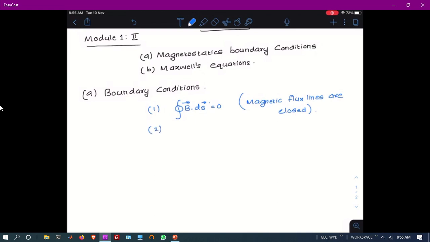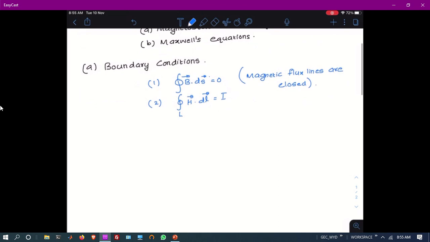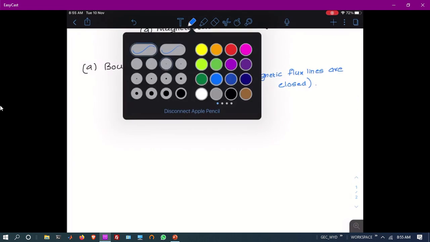And the second equation is from Ampere's law. It says the line integral of the magnetic field along a differential length, along the closed path, is equal to the current enclosed. So we are going to make use of these two equations to derive the boundary conditions. So let's state the boundary first.